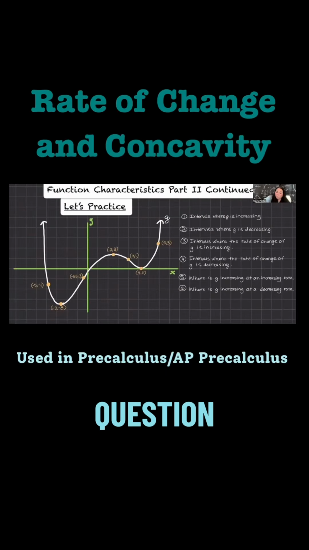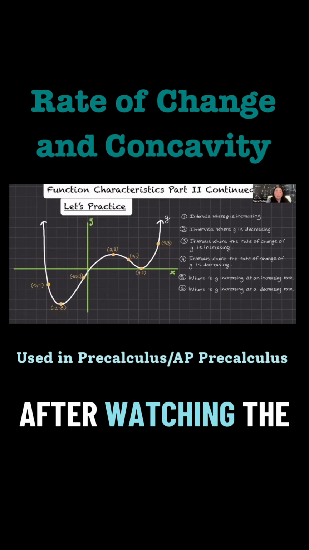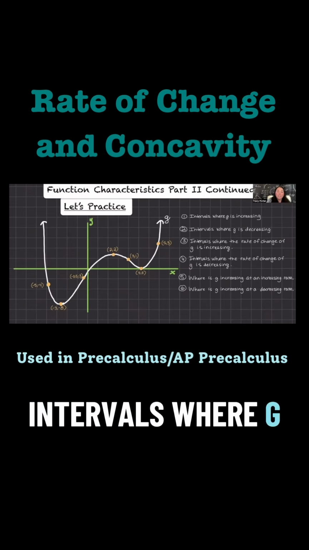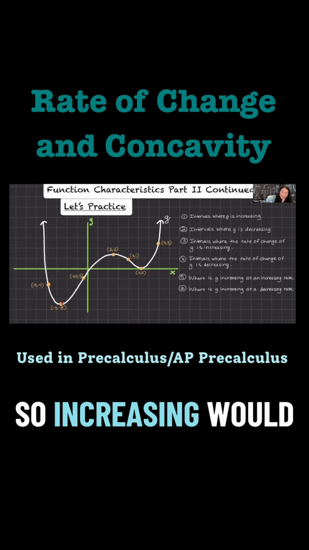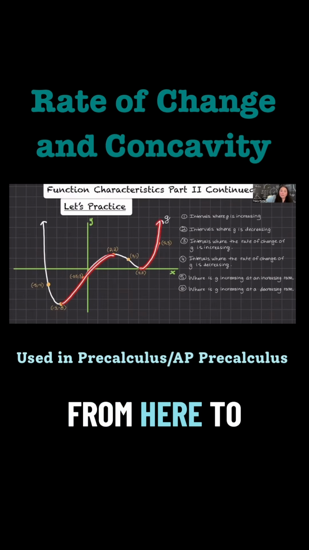Answer the first question. This is just the same type of thing you could have done after watching the first video, which is part 1. So, intervals where G is increasing. Where is G increasing? Increasing would be from here to here, and then again from here to there.